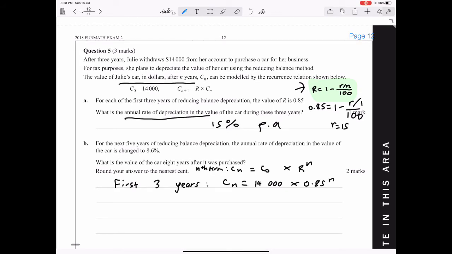5b. For the next 5 years of reducing balance depreciation, the annual rate of depreciation in the value of the car is changed to 8.6%. What is the value of the car 8 years after it was purchased? Round your answer to the nearest cent.